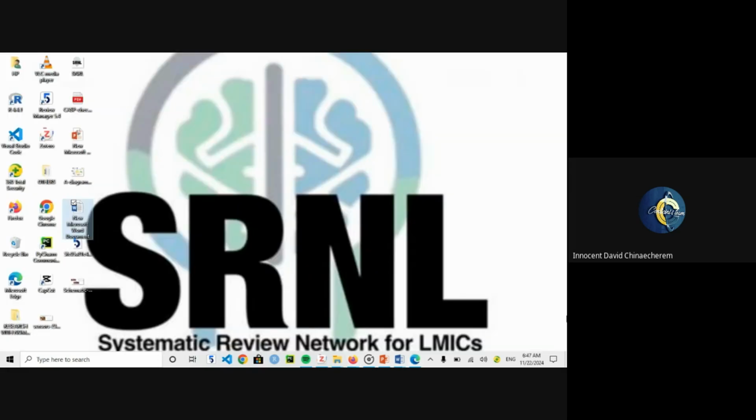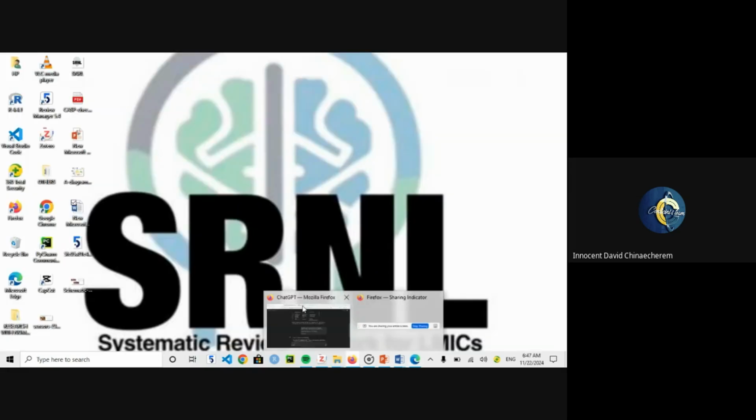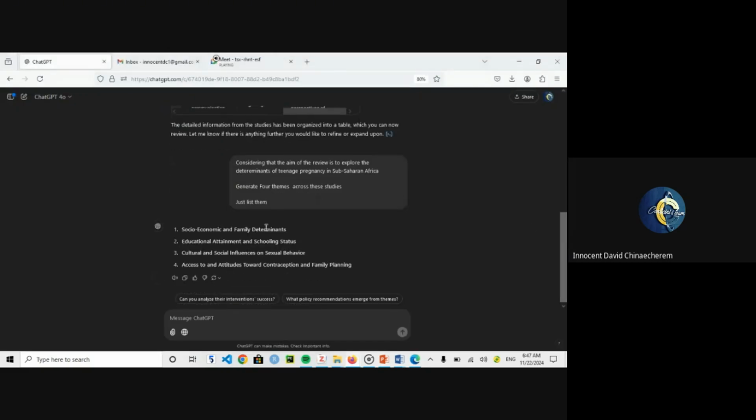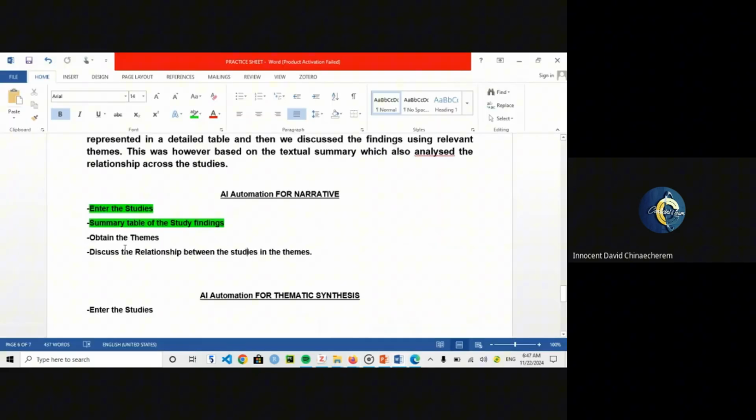Some of the 4 things there: we have socioeconomic determinants of educational attainment, schooling. We have cultural influence. We have access to services. So these are some of the determinants of teenage pregnancy. Then the next thing I'm going to do is check that box. So we have the themes. Let me just highlight that.